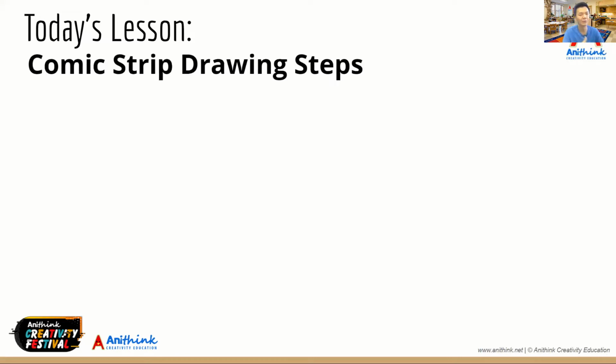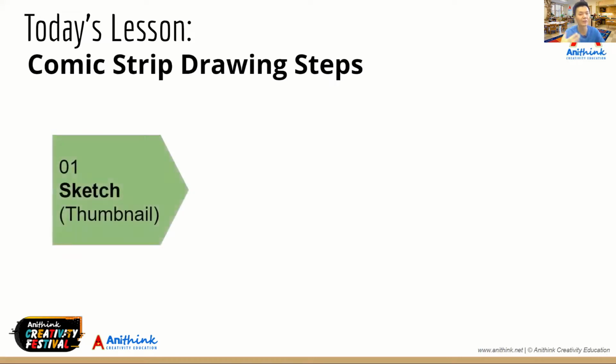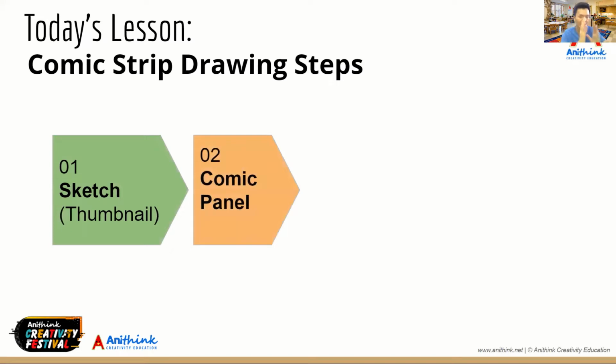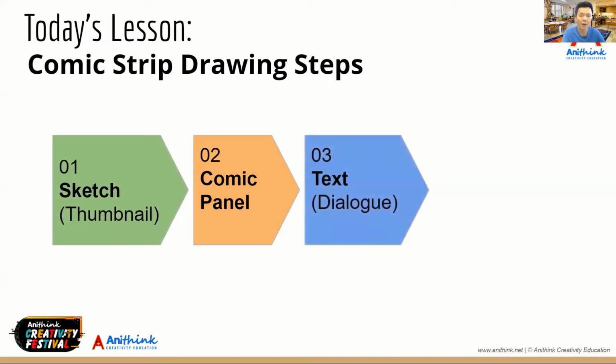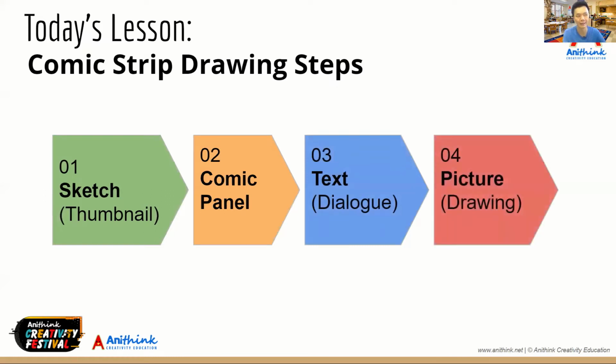First, we will do the sketch. We'll sketch out thumbnails, draw them small, and explore the idea. Then we will do our comic panel. We divide the boxes: how and where to go, how big the box is, where to put the box. And then we'll add in the text, which is the dialogue or the storyline. And then we will add in the drawing, the picture. So those are the 4 basic steps when we are doing the comic.